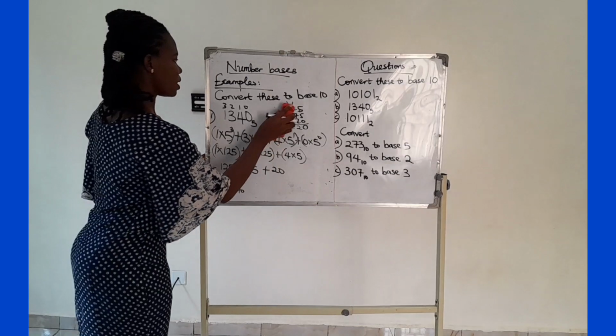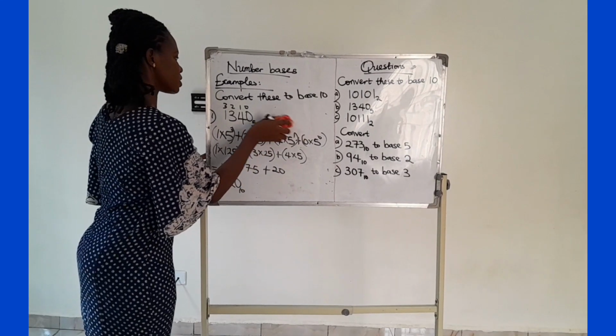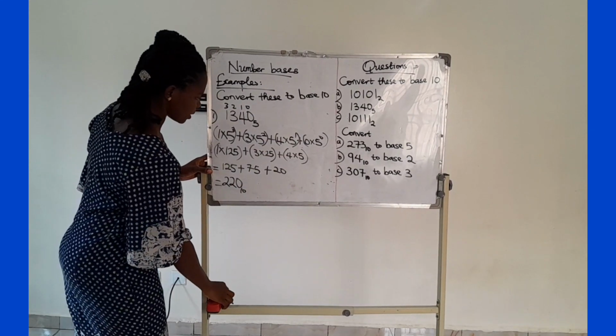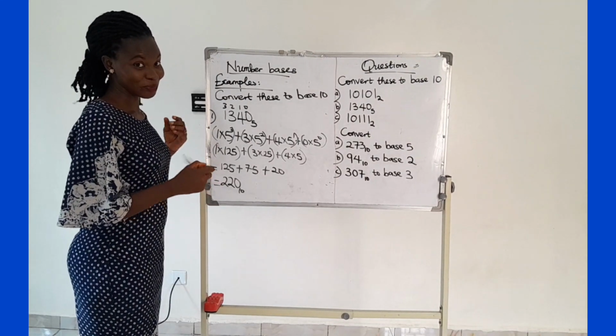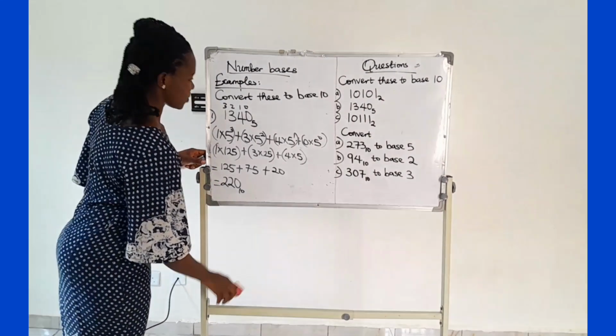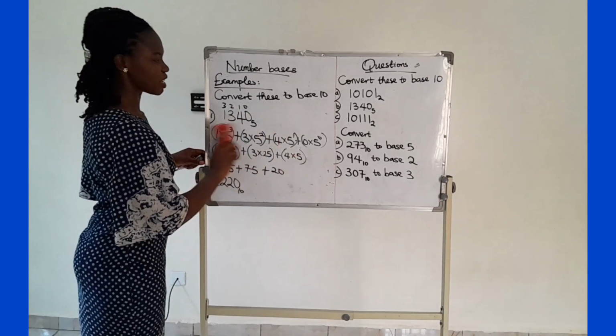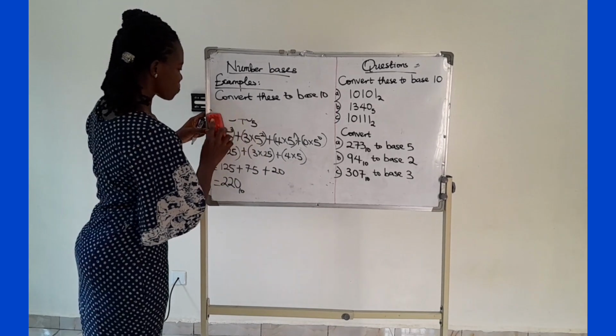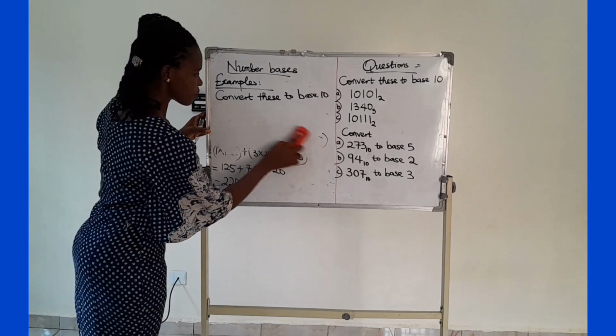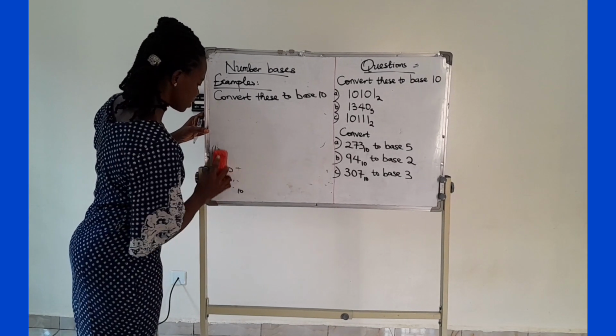So 1340 base 5 is the same thing as 220 in base 10. Is that clear? Is it not very simple? It's simple, right? Okay, so that is how to convert to base 10. Anytime you're moving to base 10, you use the expansion method. Alright, let's quickly look at how to convert from base 10 to other bases.